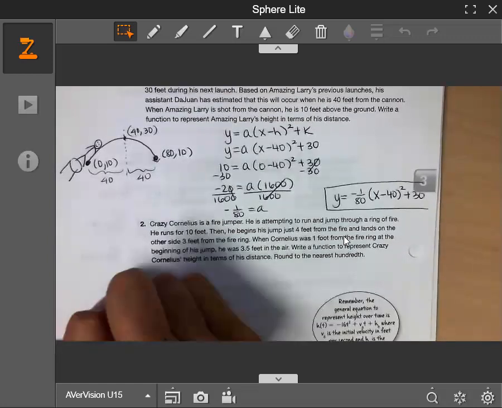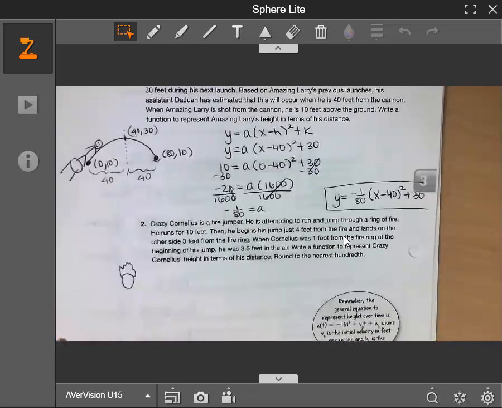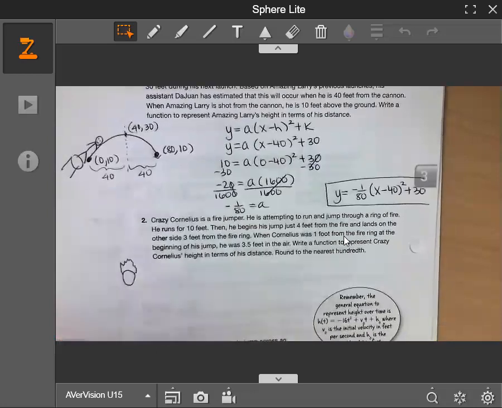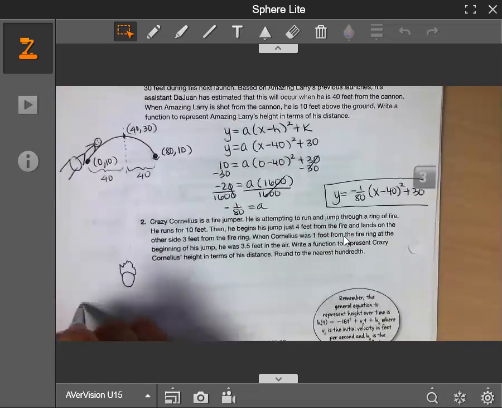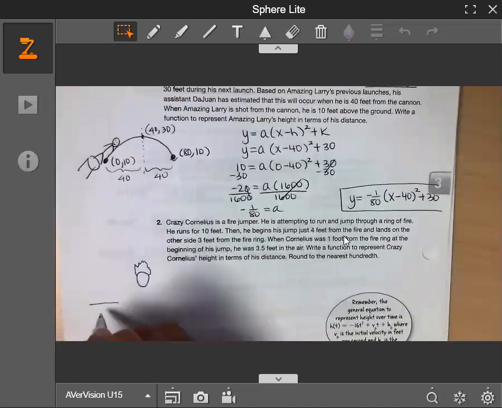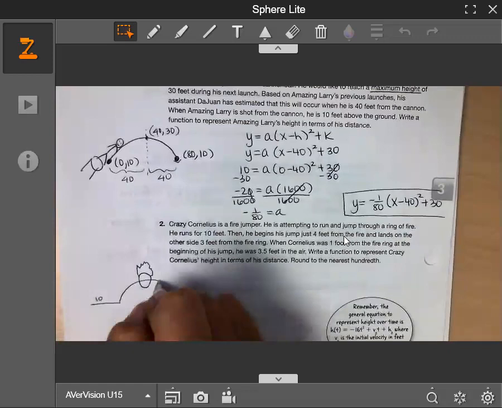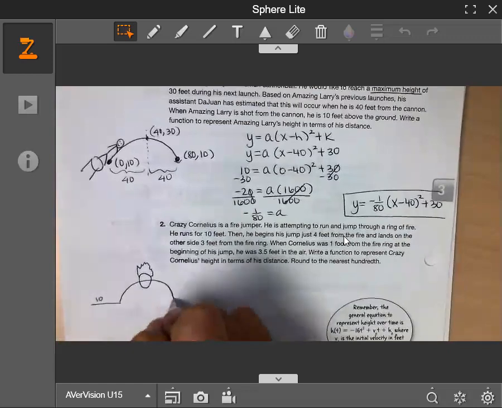So here is our ring of fire. And I am not your art teacher. Here is his run. So it says that he runs for 10 feet. He then jumps through the ring of fire and lands on the other side.